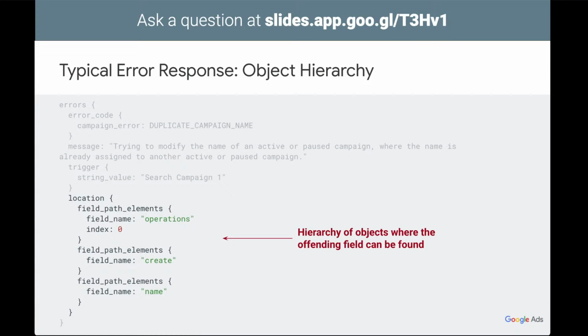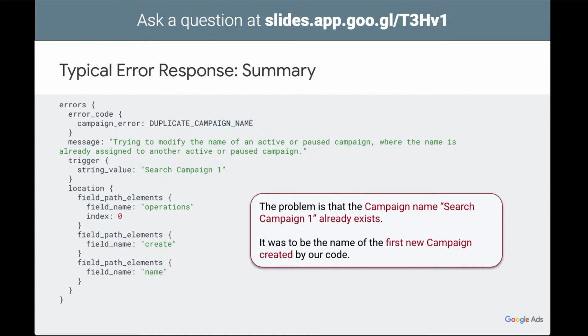And lastly, we have a hierarchy of objects where we can find the problematic value. If we read this bottom to top, we can see that the problem was in the name field, the create operation, and that's the first element in the operations array. So to take it all in total, we can summarize this error as there was a problem with the campaign name "search campaign 1". It already exists. It was supposed to be the name of the first new campaign created in our code. Knowing all this, I can hopefully go to my implementation and identify the offending code and trace its origins.